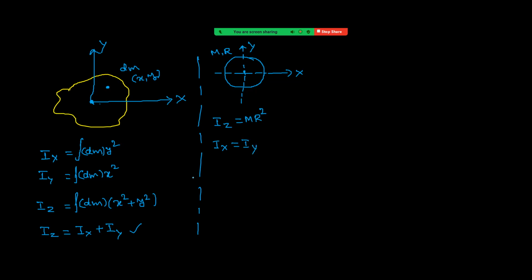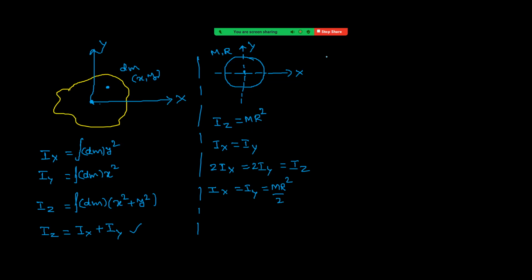Okay. Now, by using this theorem, we can write Ix plus Iy equal to Iz. That means 2Ix, or I can say 2Iy, because both are same, is equal to Iz. And Iz how much? Mr square. That means Ix is equal to Iy, that is equal to mr square by 2. That means moment of inertia of a uniform ring about any diameter is mr square by 2.